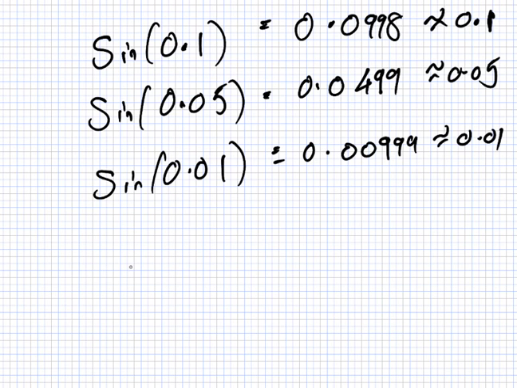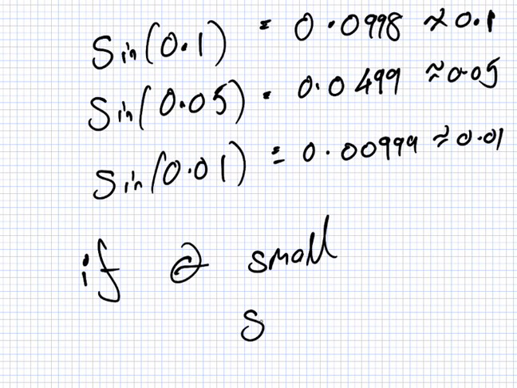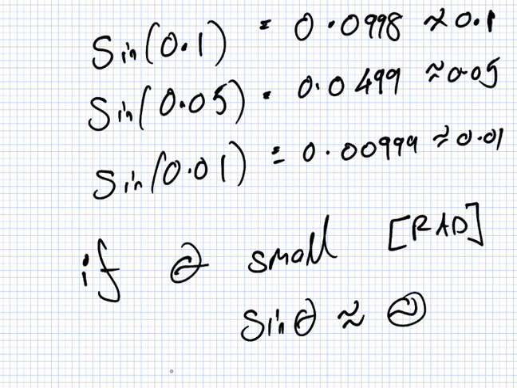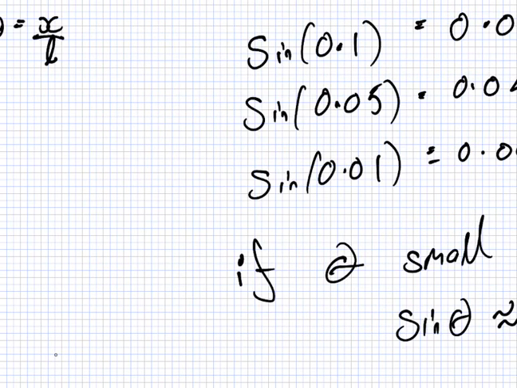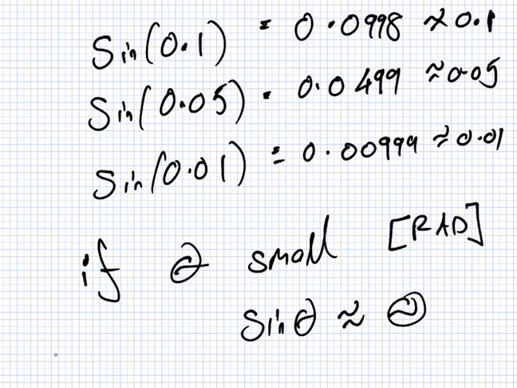So this is my point. If theta is small, then sine theta is nearly the same as theta. If it's small, and if we're using radians. Now you don't need to write this down. This is the key here. I'm going to go back to my proof. I'm saying that if theta is small, then sine theta is roughly equal to theta.